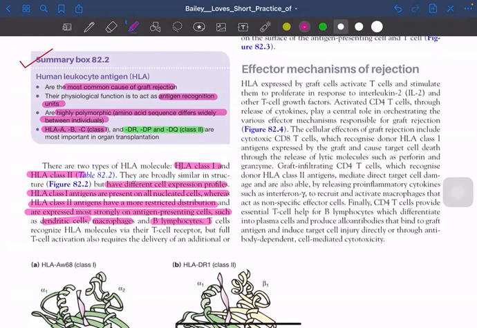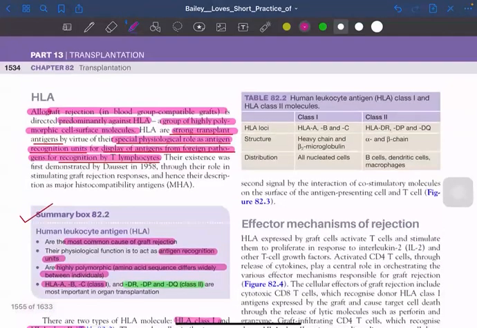The T cells recognize the HLA molecules via their T cell receptors, the TCR, but full T cell activation also requires the delivery of an additional or second signal by the interaction of co-stimulatory molecules. So T cell activation by HLA molecules requires a co-stimulatory action between the antigen presenting cell and the T cell.